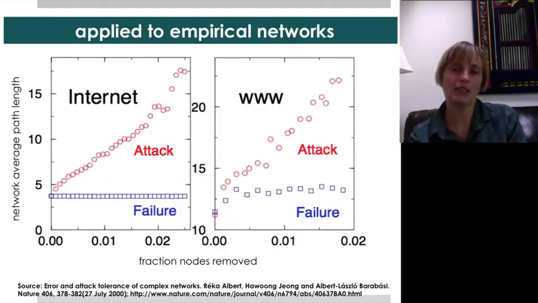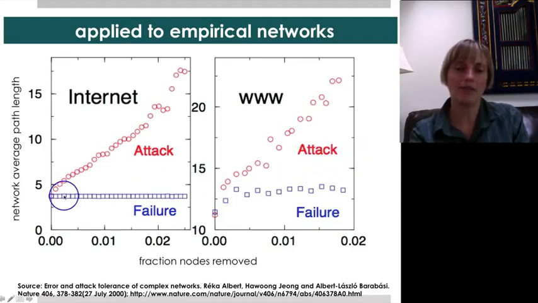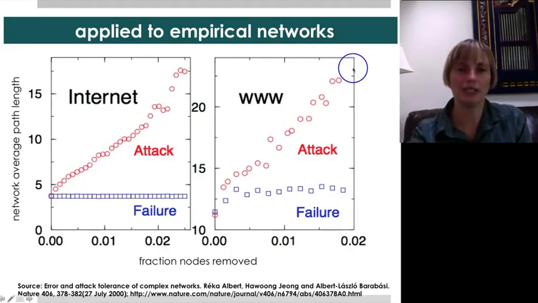If we look at two empirical networks, we see this confirmed. So both the physical internet and the World Wide Web are unaffected by random failure. These are the blue squares here. And their average shortest path rises quite dramatically once you start targeting the hubs specifically.